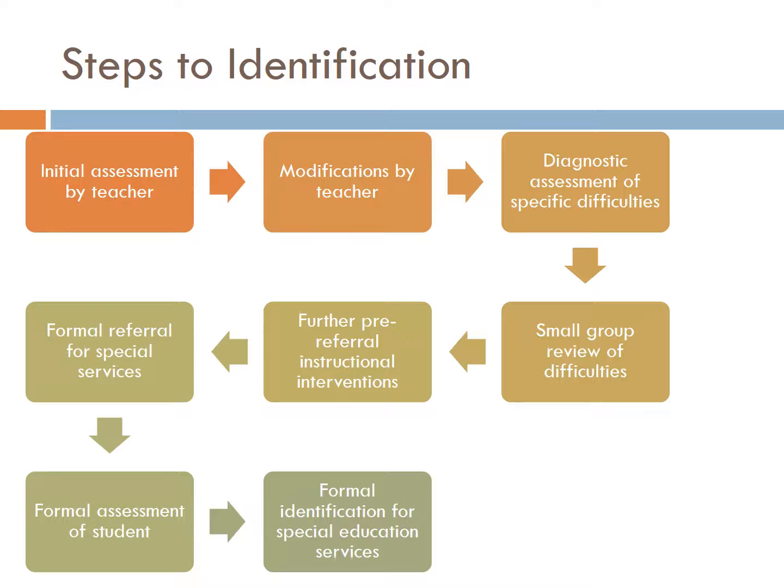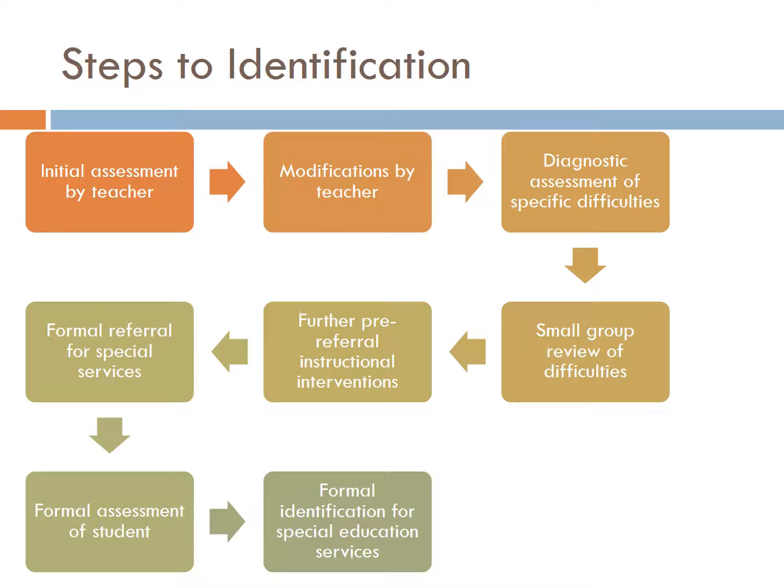This is just a summary of the steps that you as a regular classroom teacher would need to be involved with in identifying students for special education. You would do an initial assessment. You would try some modifications. You would write up a diagnosis of specific difficulties. If these didn't help, you might bring that write-up to the small group review. This might consist of a team that's starting to do, for example, response to intervention, trying different strategies that are research-based and seeing how they work.